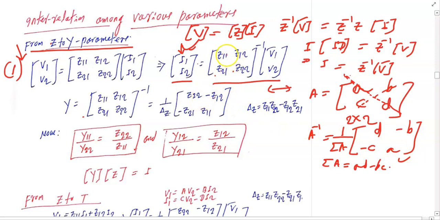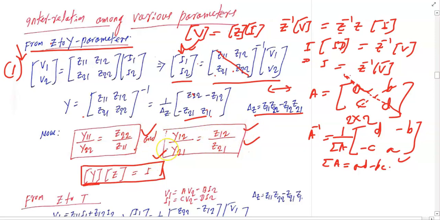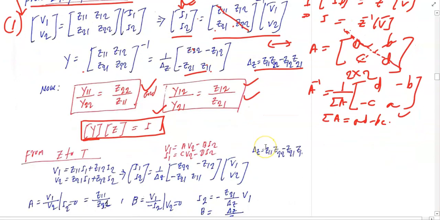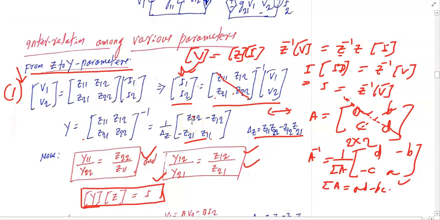The same thing is done here. Principal diagonal elements are interchanged and other diagonal elements remain there with a negative sign, divided by the determinant of the matrix. Comparing the Y parameter with the Z parameter, you can see that Y11 upon Y22 is equal to Z22 upon Z11. Similarly, Y12 upon Y21 is equal to Z12 upon Z21. This is the Y matrix and Z matrix; when you multiply, you get the identity matrix. There are enough hints you can utilize to check whether your calculation is correct, and you can easily arrive at your result. So this is straightforward, Z to Y or Y to Z.